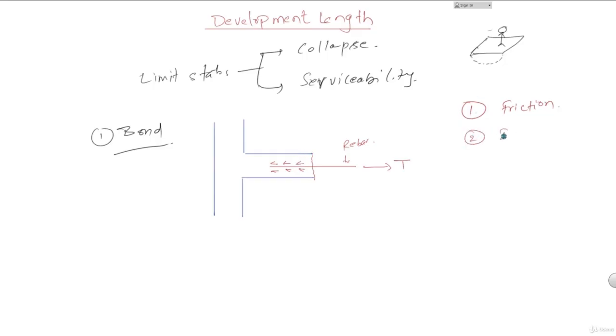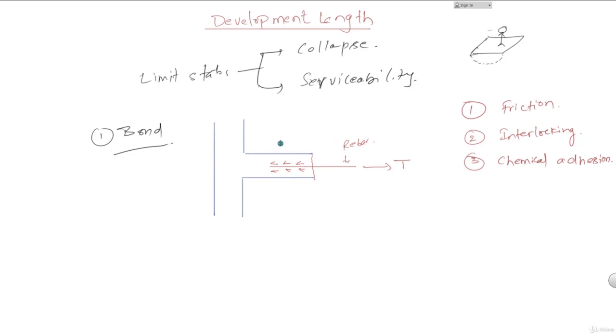Next one is the interlocking. We know that in our structures we do not use the plain bar having a smooth surface. We use the deformed bars that do not have a smooth surface. They have got a rough structure. Due to that reason, there is an interlocking between the concrete and the rebar, and that also prevents the slipping of that rebar. The third one is the chemical adhesion. The adhesion force is created between the concrete and the rebar, and that also prevents the slipping of the rebar.